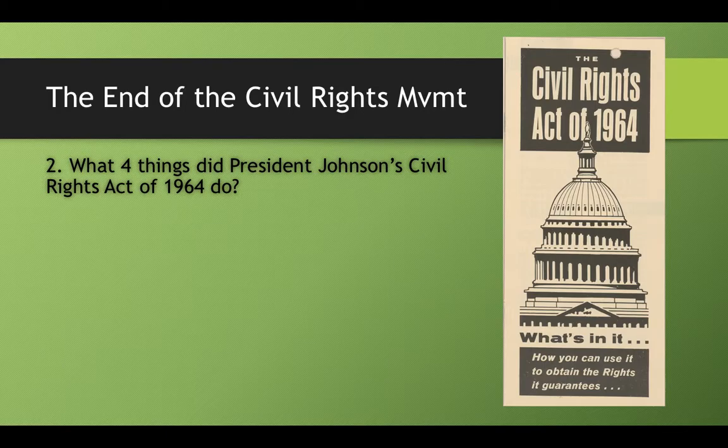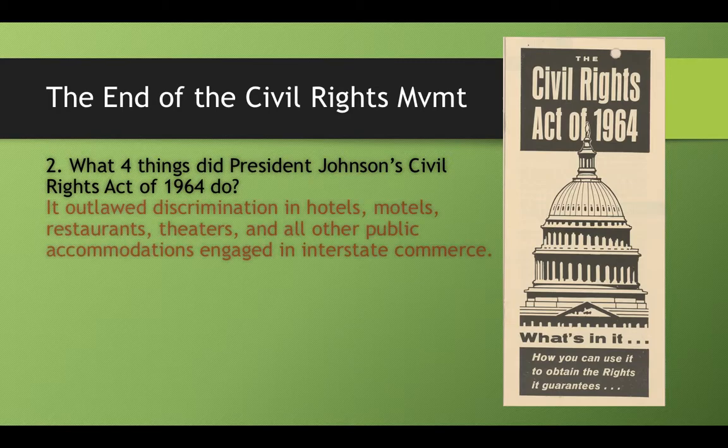All right, and one of the biggest milestones of the civil rights movement came in 1964 when President Johnson signed the Civil Rights Act. There were a lot of components to this. I know we've already discussed it, so we'll just go through this briefly. But it outlawed discrimination in all public areas, places like hotels, motels, restaurants, theaters, really all other public accommodations that engaged in interstate commerce. You now were not allowed to discriminate under threat of being fined and maybe going out of business.